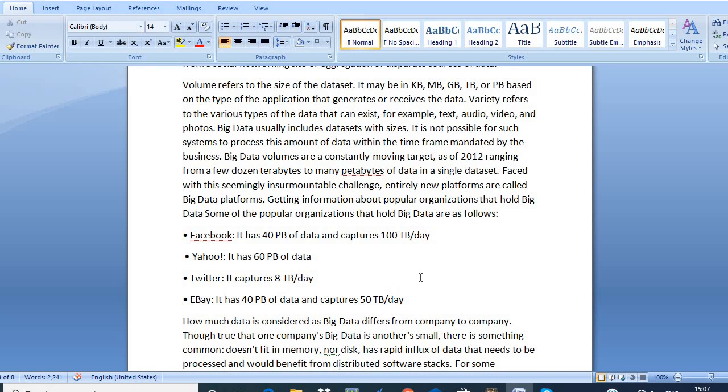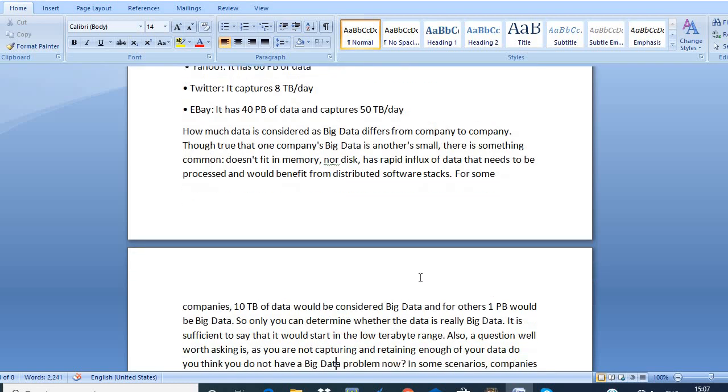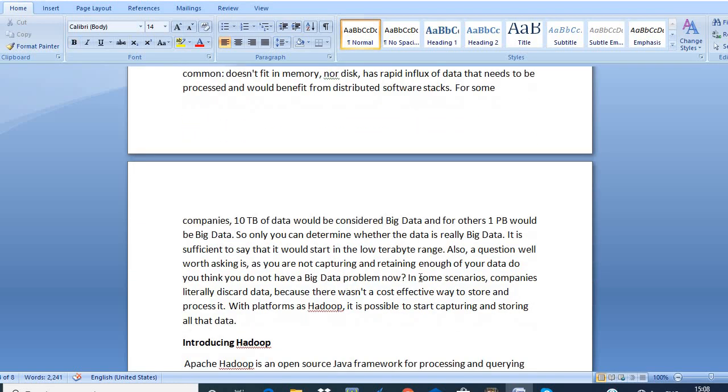Nowadays these are the major popular organizations that hold big data. Facebook has 40 PB of data and also captures 100 TB of data per day. Yahoo has 60 PB of data. Twitter captures 8 TB of data per day. eBay has 40 PB of data and also captures 50 TB of data. These are the various organizations holding big data. They are using mainly the Hadoop platform. Mainly the DBMS used is Hadoop.